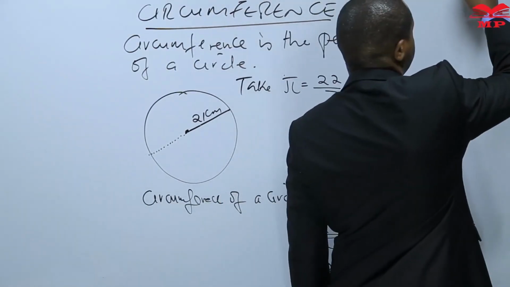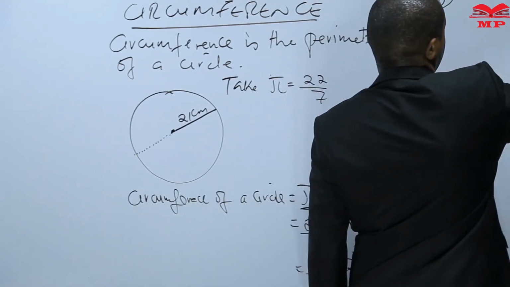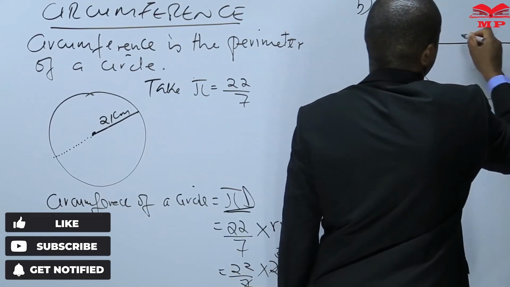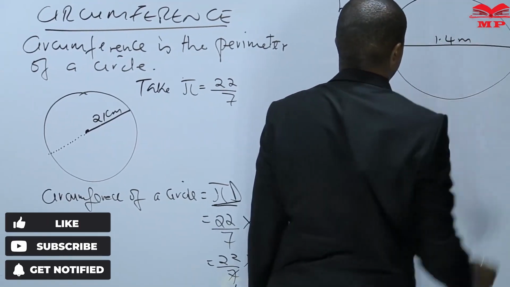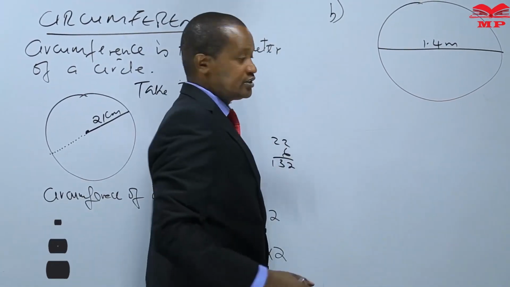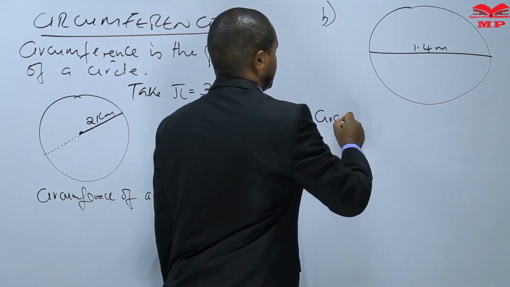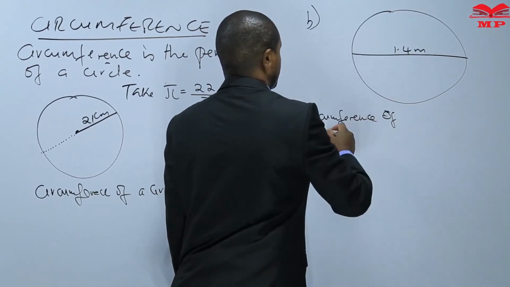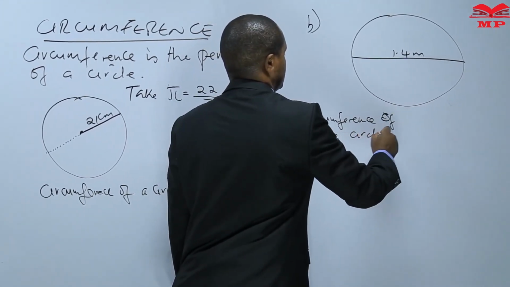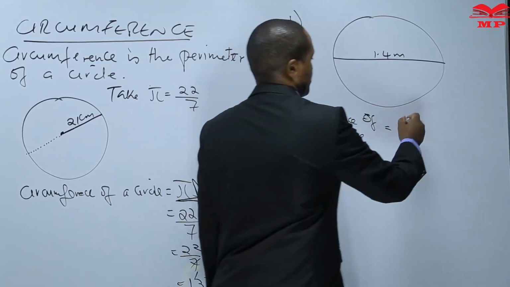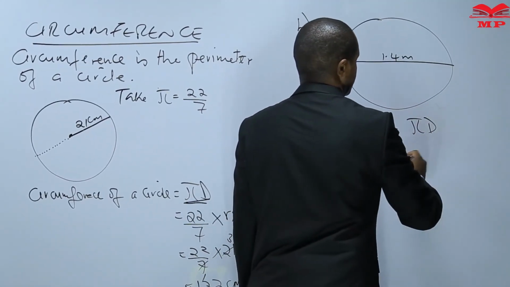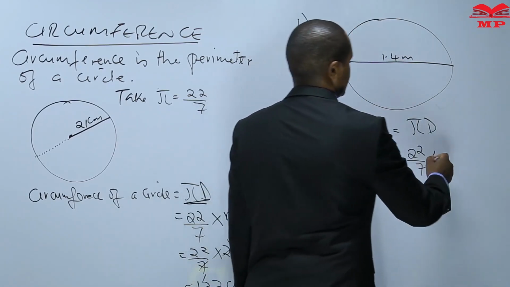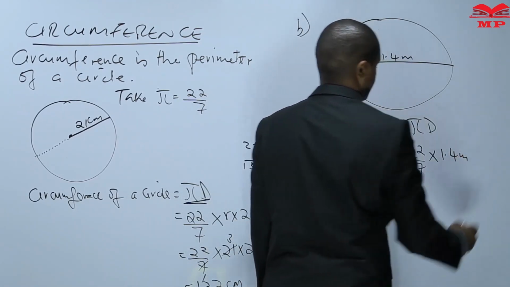So B is a circle. The diameter there is 1.4 meters. What is the circumference? Circumference of the circle is equal to pi d. Pi is 22/7 and the diameter is 1.4 meters.